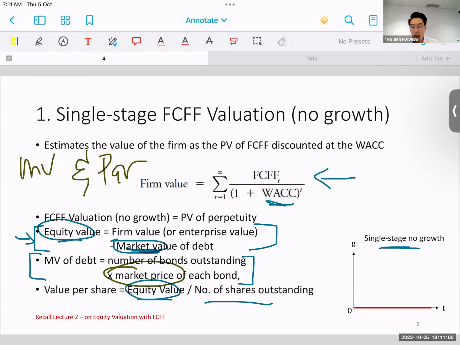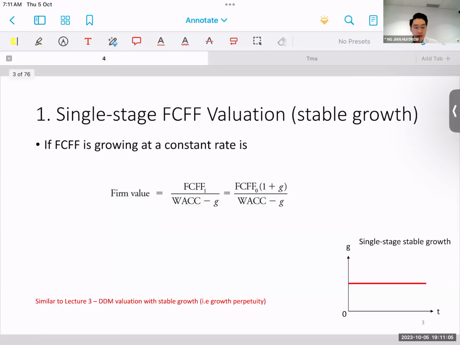Okay, so this is a single stage, no growth. Remember, it's just a perpetuity. Now, very similar to your DDM, if there is a stable growth at G, then you use a growing perpetuity, because it's just growing non-stop at a rate of G. As usual, I want to highlight that the value of G cannot be greater than WACC. This is an assumption that has to be made.